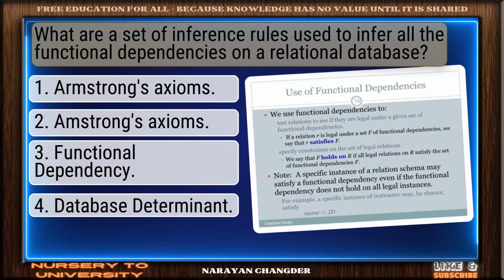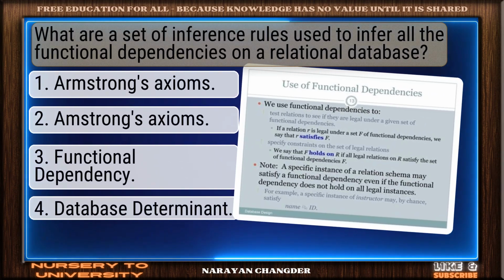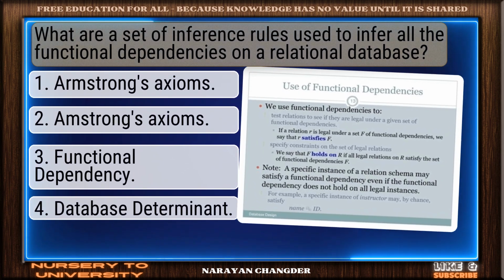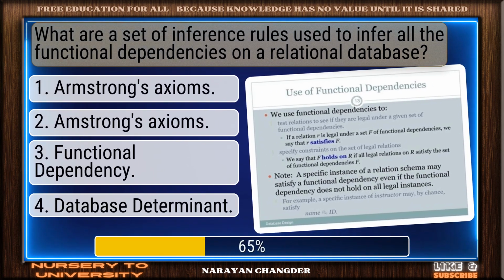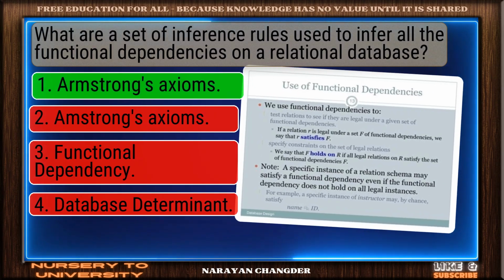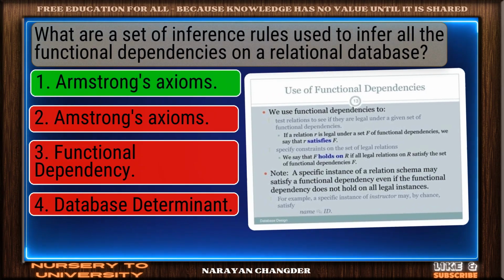Question number 12. What are a set of inference rules used to infer all the functional dependencies on a relational database? Good job. Your answer, Armstrong's axioms, works well here.